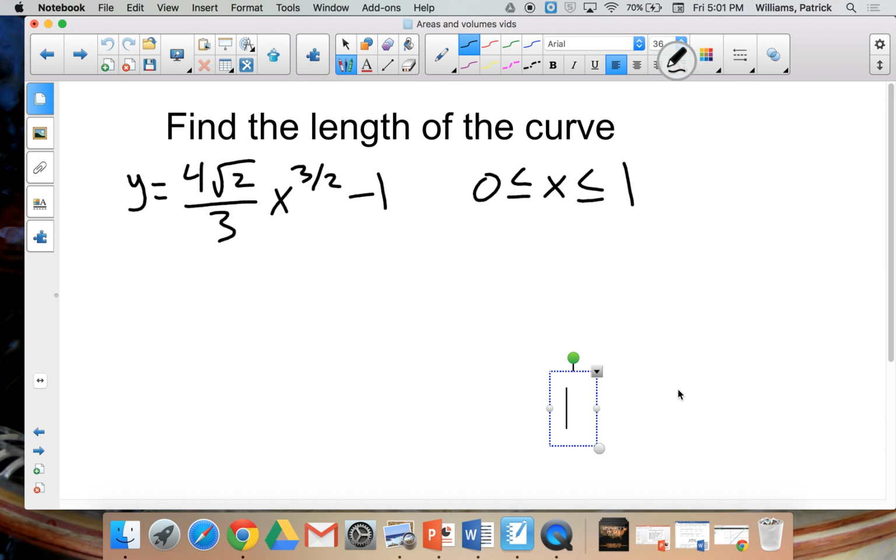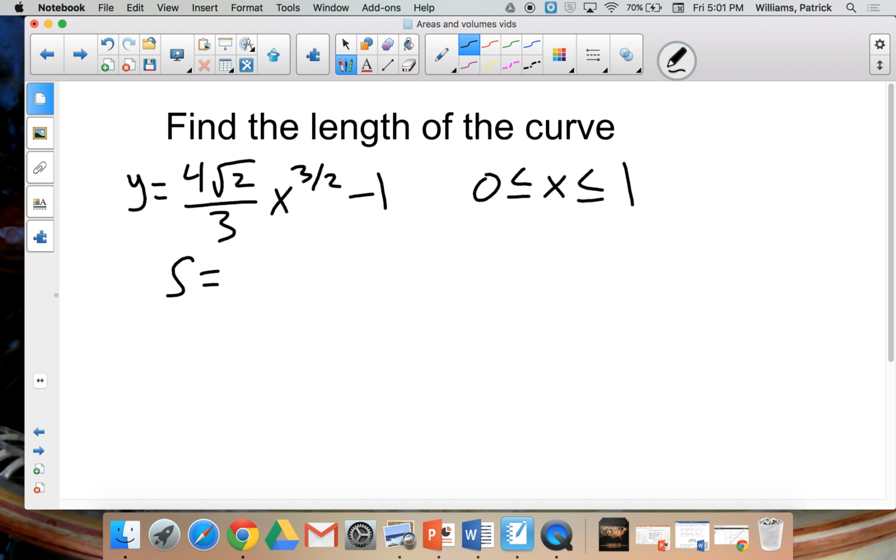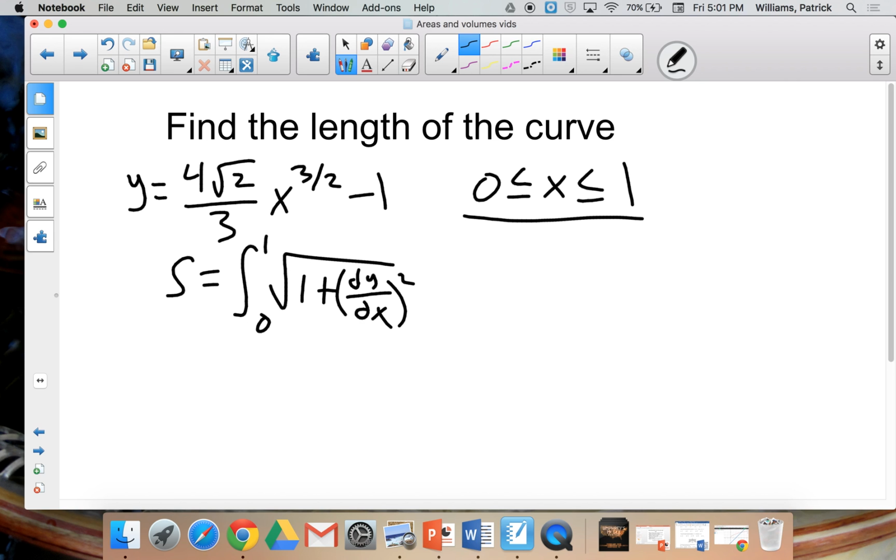All right, so if you do this, you know that if we want to find the arc length, that's going to be the integral over the interval. The interval in this case is 0 to 1 of the square root of 1 plus (dy/dx) squared dx. So the first thing we've got to find is dy/dx.